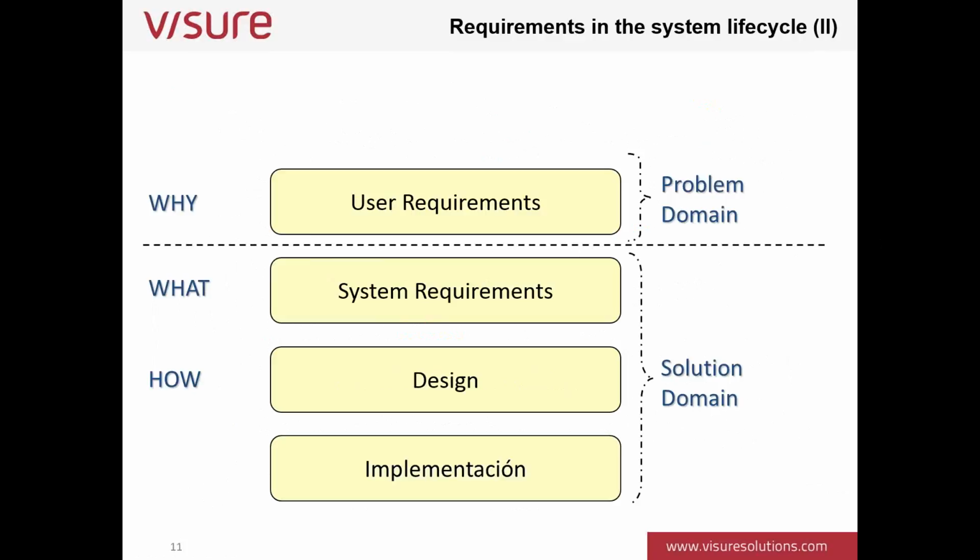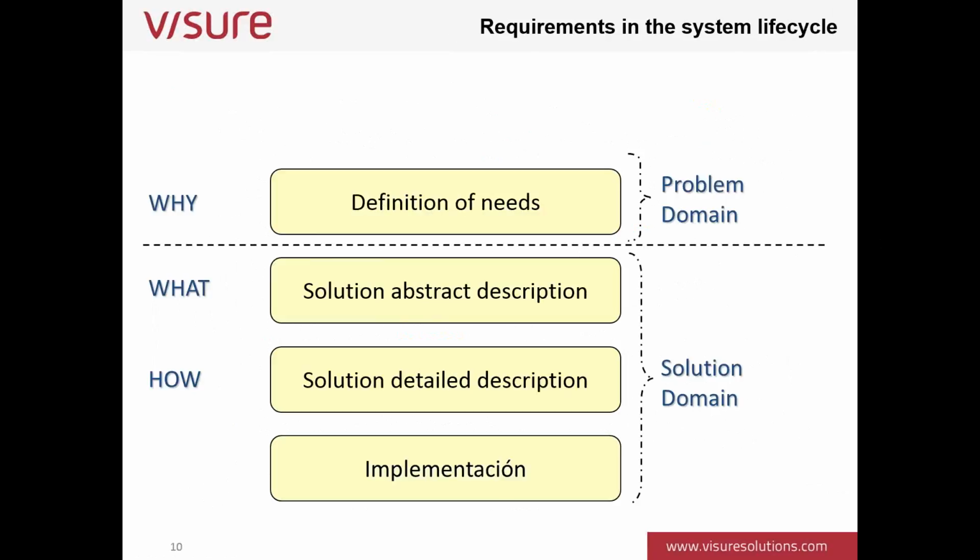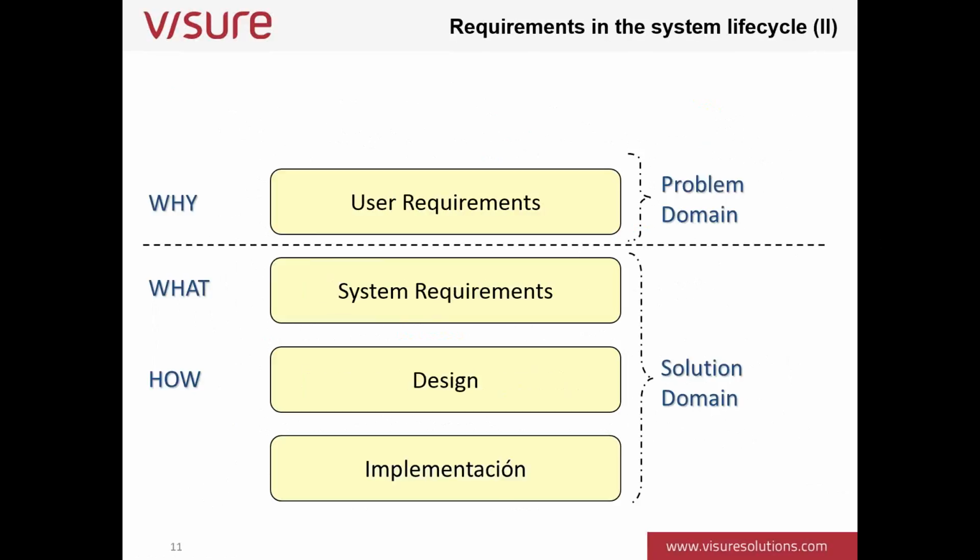Then, like we had before, the abstract description of the solution is going to be the system requirements. Okay, they are going to solve the problem expressed in the user requirements. They are going to answer the what question, what we're going to do to solve the problem. So this is the solution I propose. And how exactly are we going to do that? That's part of the design. Okay, and afterward the implementation.